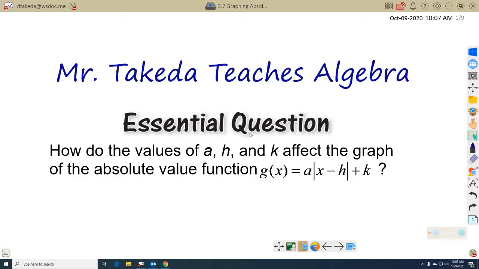This is lesson 3.7 on graphing absolute value functions, in which we ask the essential question: how do the values a, h, and k affect the graph of the absolute value function g of x equals a times the absolute value of x minus h plus k? Oh my gosh, so much here. Okay, so we've got the a, we've got the h, and we've got the k. So basically we're transforming these like we transformed the linear functions in the previous chapter. Let's get started, shall we?